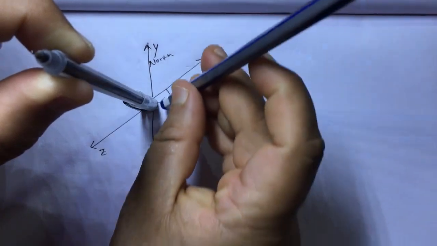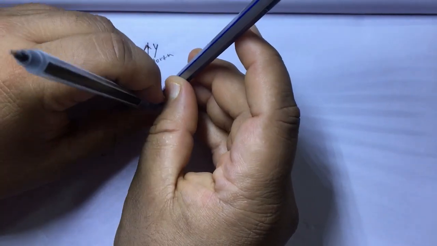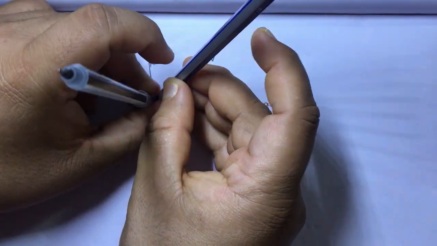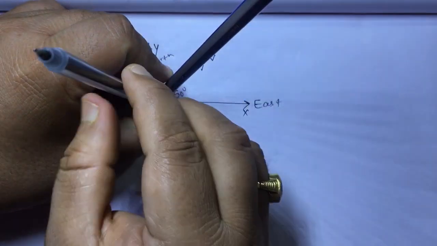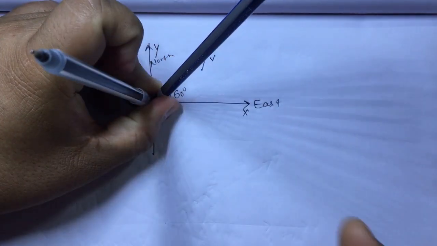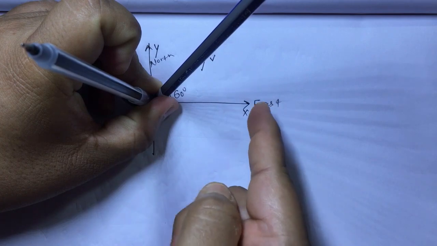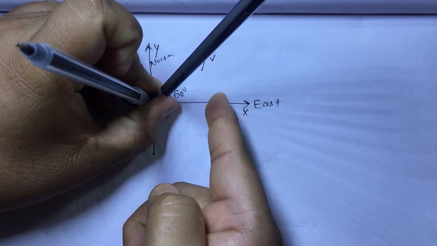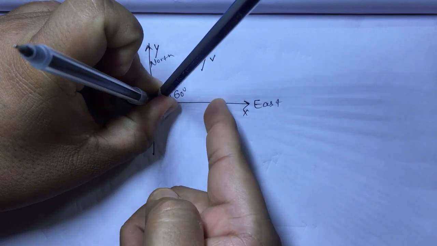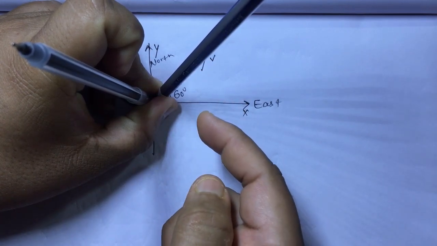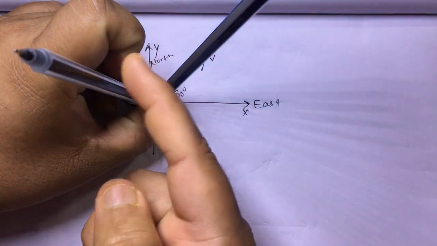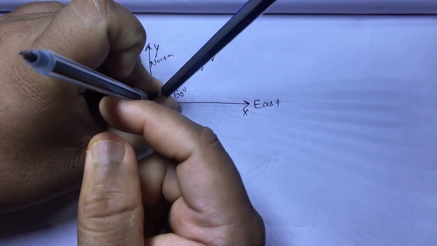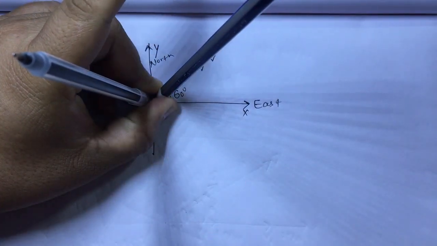Okay, so it is given that this is the velocity. The pencil represents the velocity and the pen represents the vertical direction. Now it is given that the angle between this velocity and the east direction is 60 degree, and it is also given that it makes an angle of 60 degree with the z axis, this vertical direction. I think this diagram is clear.